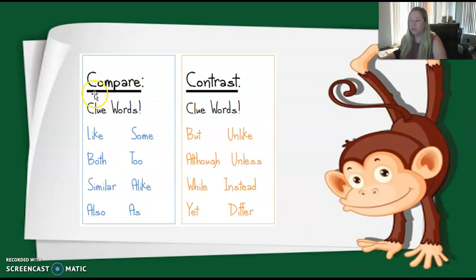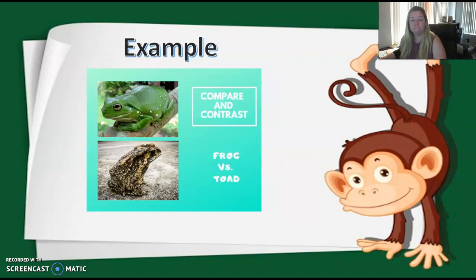Some clue words, you know how we like those clue words because they give us a hint. Look at this. Some clue words for comparing, how they're the same: like, some, both, too, similar, alike, also, as. Contrast, how they're different: but, unlike, although, unless, while, instead, yet, and differ. So when you see those words, know that you are comparing or contrasting.